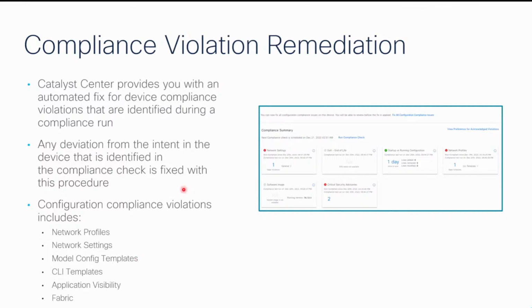So compliance check violation remediation, this is how you would actually go in and remediate various issues. So it's not only checking for network settings. Previously, I was going over the network settings piece, but it's also checking for things such as end-of-life devices, the startup versus running configuration. Do they match? Are they different? Has the network device running configuration been saved to the startup configuration? Are the network profiles in line with what's assigned to that network device for the site that it's under?